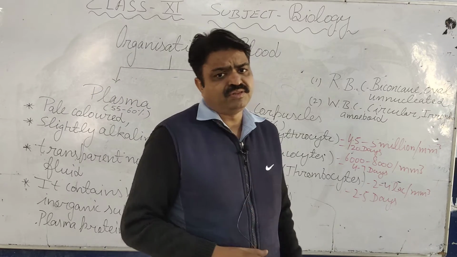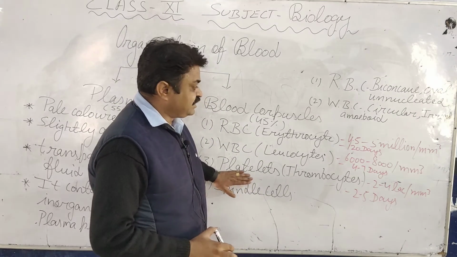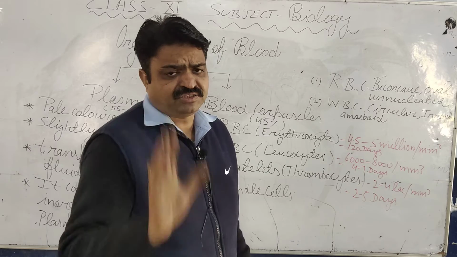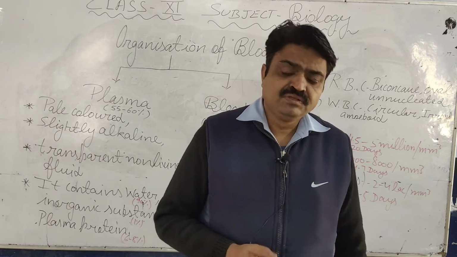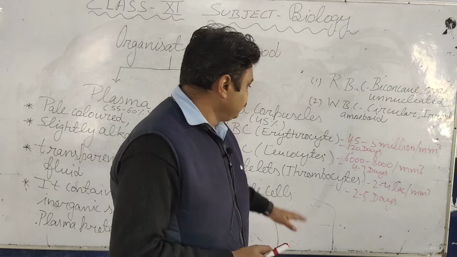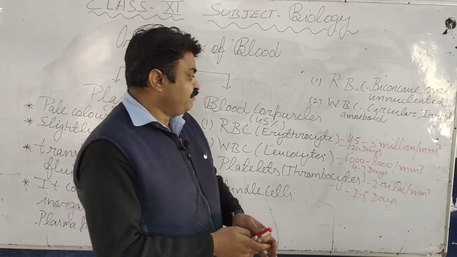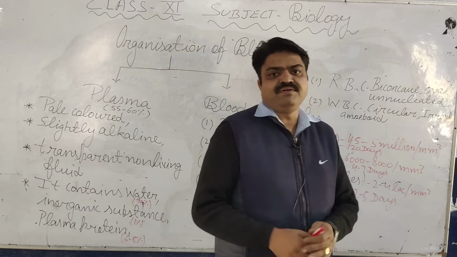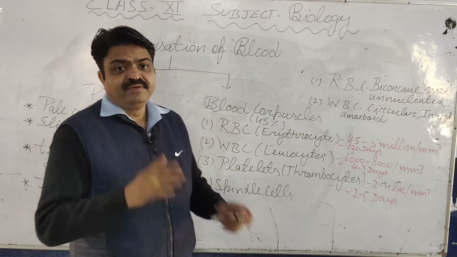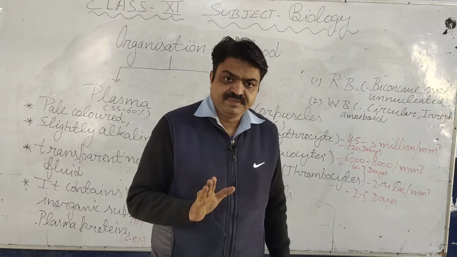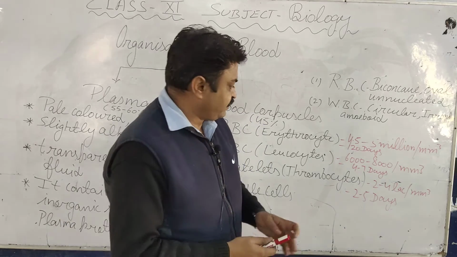Now we come to the platelets. What are the platelets, student? Platelets are fragment-like structures present in our blood, and they are also known as thrombocytes. Their number is 2 to 4 lakh per cubic millimeter in our blood, and their lifespan is 2 to 5 days, meaning they can survive 2 to 5 days, student.